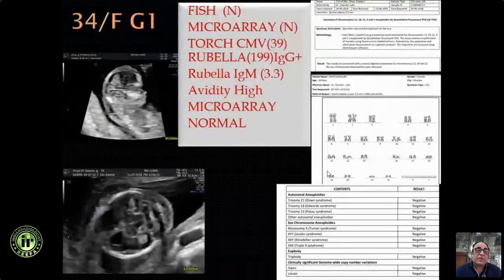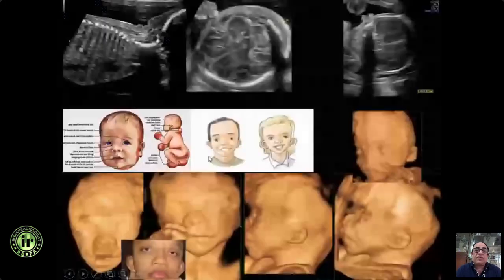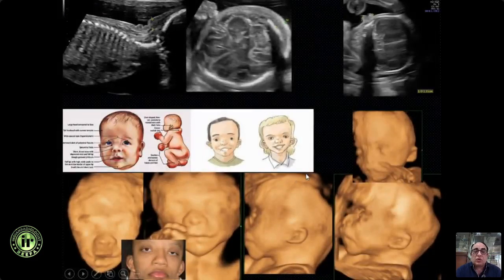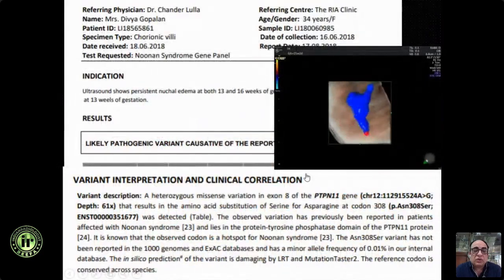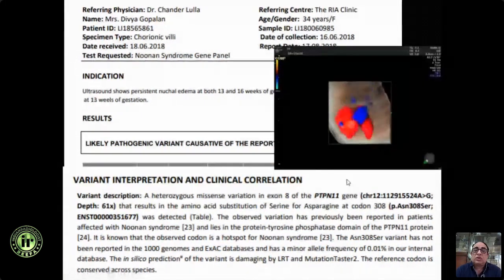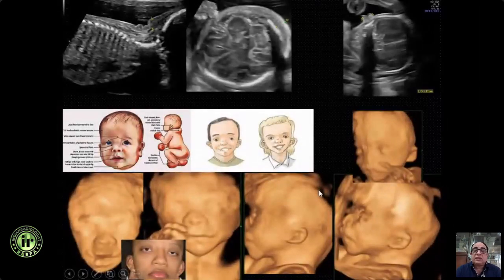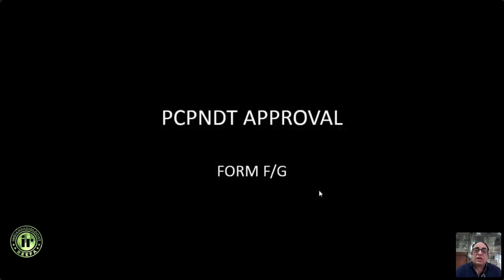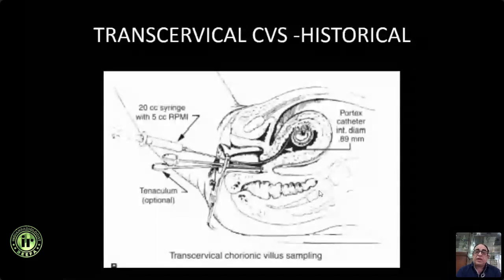That's very, very important. For example, again, just to show you another case, this is a case with nuchal edema, which is persistent from the first and second trimester. We did a multiplicity of tests. The FISH, the microarray, the TORCH, everything was normal. And finally, we did a test for the Noonan syndrome, and the fetus was Noonan's positive. So the PTPN11 gene was positive, and then we found that both the parents are carriers for this gene. So it's very important that ultrasound guides a genetic invasive diagnosis to the parents. So parents need proper counseling.